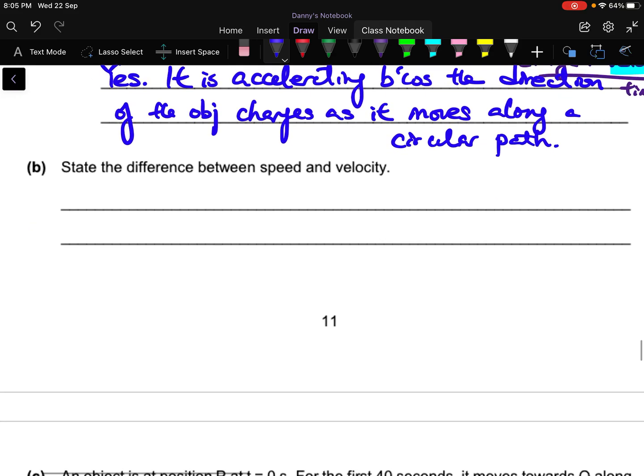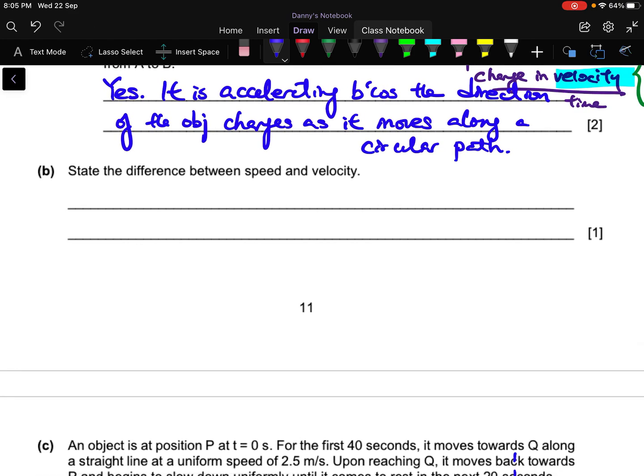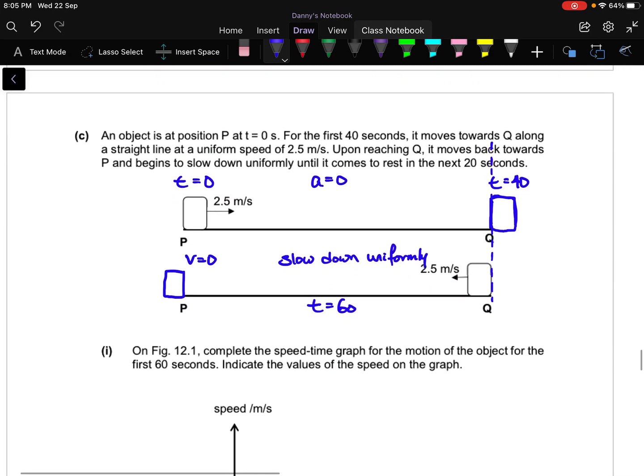Okay? Okay, for part B, difference between speed and velocity, it is a giveaway one. There are many differences. One is scalar, one is vector. One has positive and negative, the other one doesn't have. Okay, go and read about it in the textbook. Our textbook has a lot.